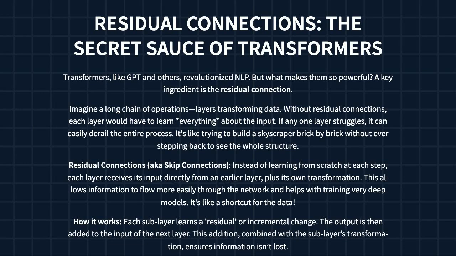Okay, let's talk about a really clever trick that makes transformers so effective: residual connections. Think of these layers in a transformer like a long chain of processing steps. Without them, each layer would have to learn *everything* from the input. It's a huge amount of work. Residual connections are essentially shortcuts. They allow information to flow more easily through the network, even if one layer isn't performing as well.